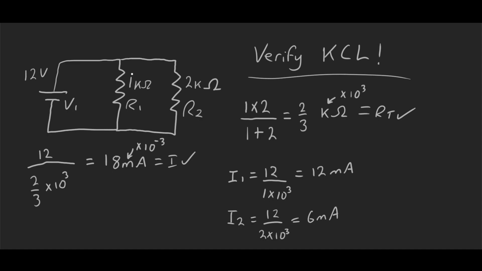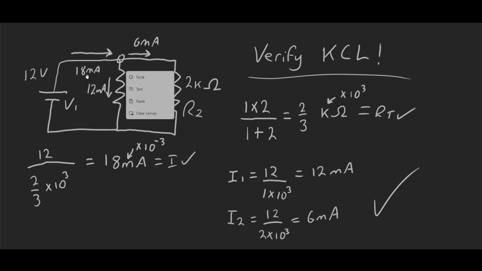So let's take a closer look at the circuit. 18 milliamps flows into this node and 6 milliamps will flow that way. 12 milliamps will flow that way. Therefore, this verifies KCL for the circuit and the problem is complete.